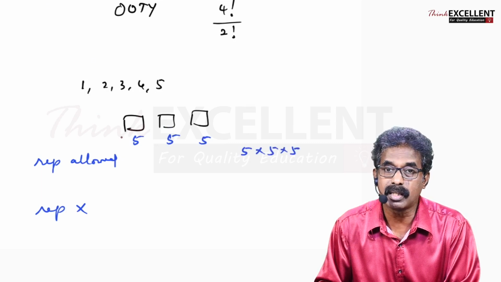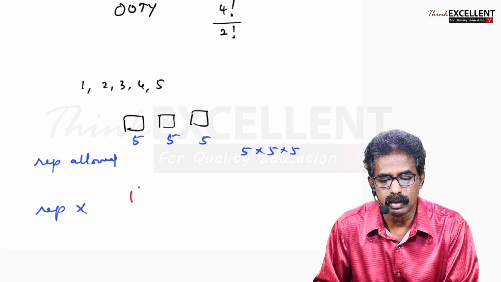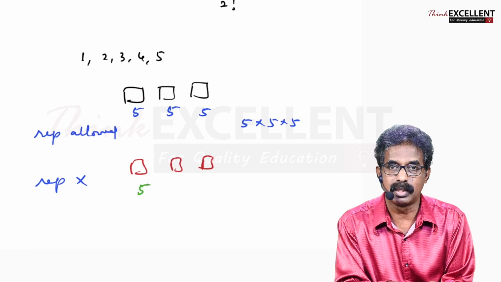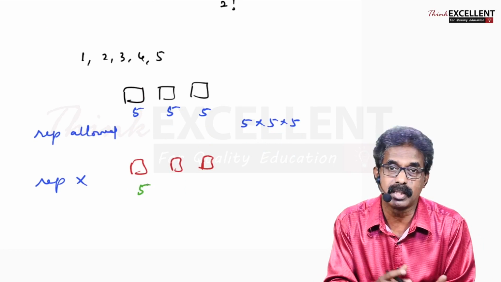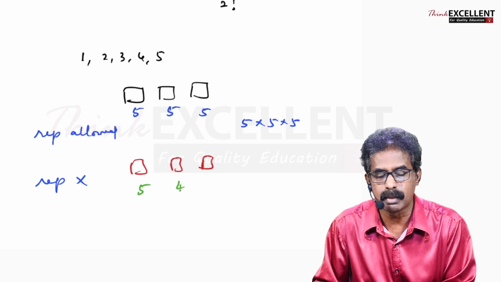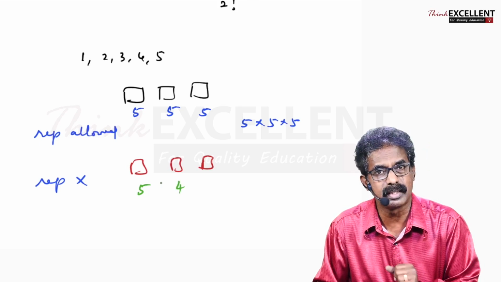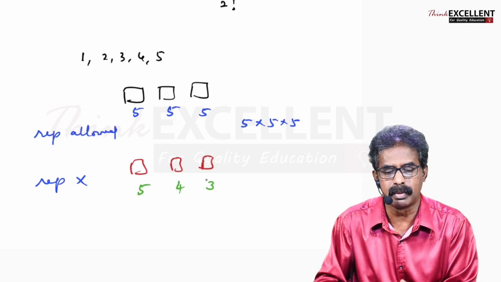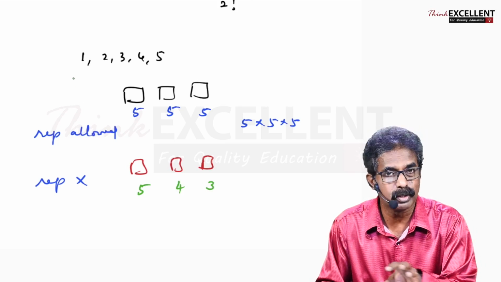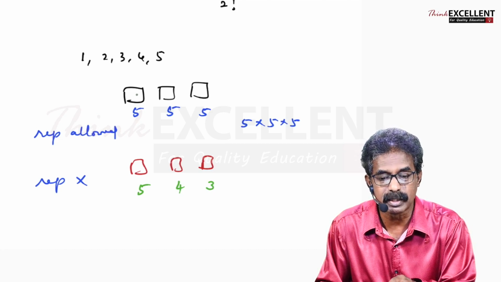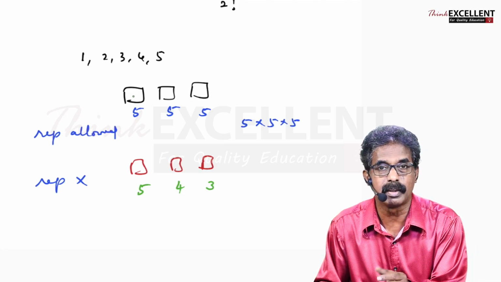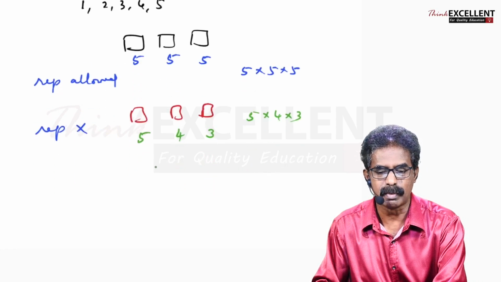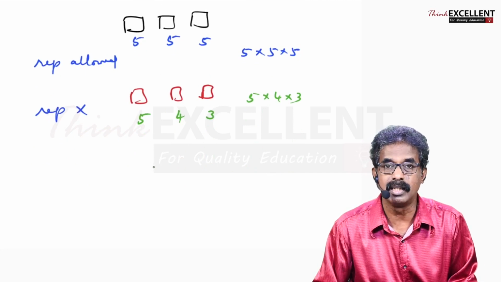But if they say repetition not allowed, then for the first place you can fill in 5 ways, because you have all 5 numbers with you, right? One number we used, that number cannot be used now because repetition is not allowed. So you have only 4 now, so this can be filled in 4 ways. 2 numbers we used, we have only 3, so this can be filled in only 3 ways. You can go in any order, left to right or right to left, no problem. But if 0 is among the numbers given, you have to be very careful, because the hundreds place cannot be 0. If you put a 0 there, then it becomes a 2-digit number. So here 5 into 4 into 3 you have to multiply.